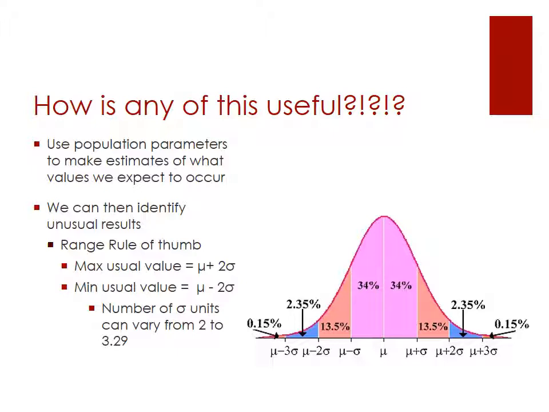If we're using our range rule of thumb, which we've worked with before, we have a maximum usual value, in this case mu plus 2 times our standard deviation, and a minimum usual value of mu minus 2 times our standard deviation. We could use this to estimate values that lie outside what one would expect to see. Remember, applying our empirical rule, we expect 95% of our values to fall within these two standard deviation parameters.